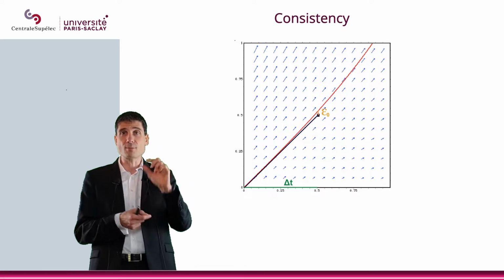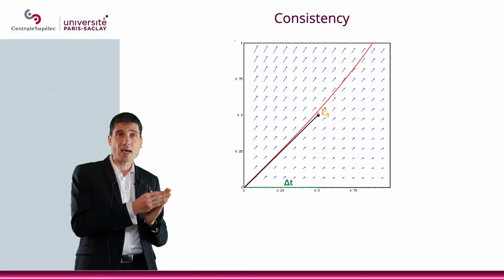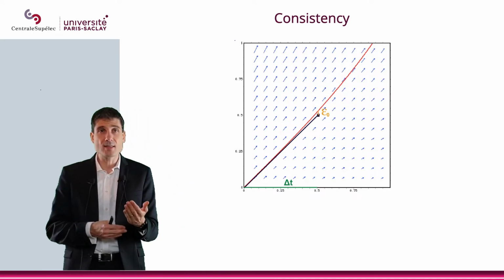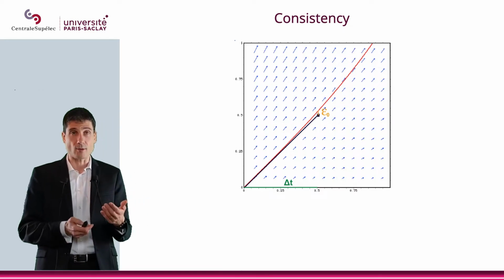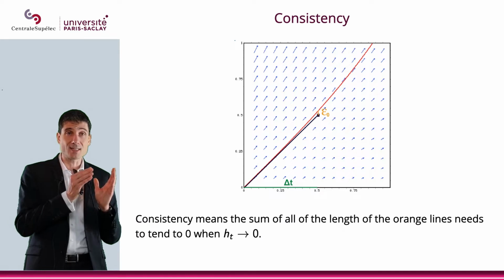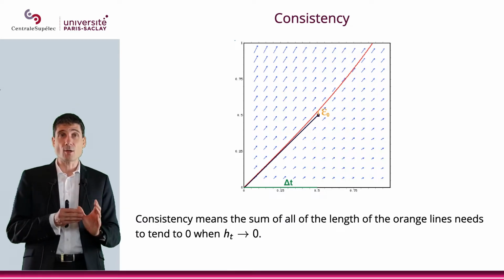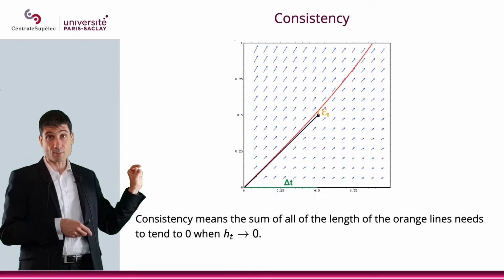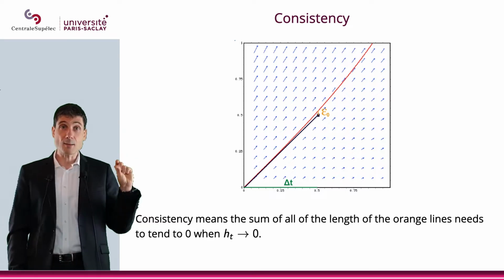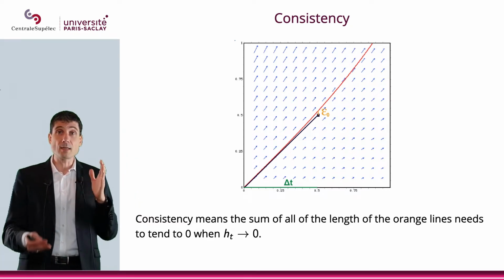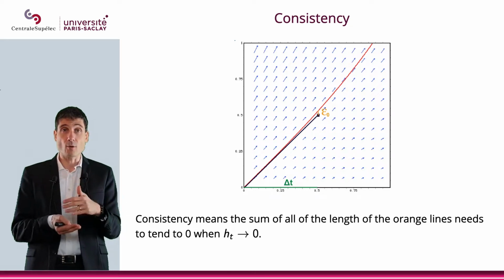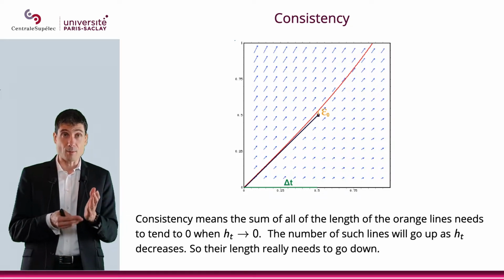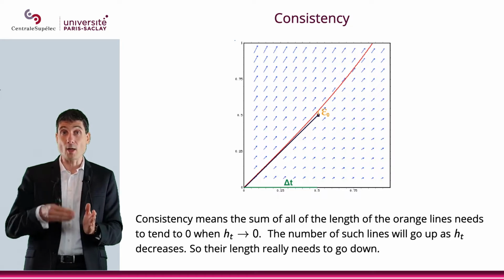Now, the difference between where I am and where I should be is this epsilon 0, and epsilon 0 is the local truncation error. Now, consistency means that when I sum the lengths of all of these very small orange segments, that sum will go to 0. And again, what it means is that the number of such lines will go up also.